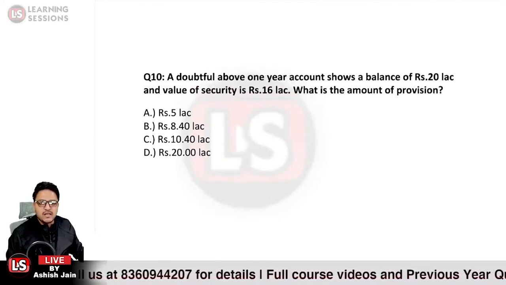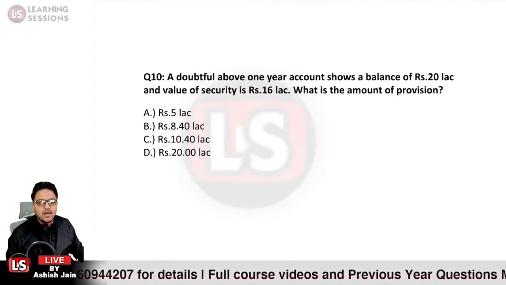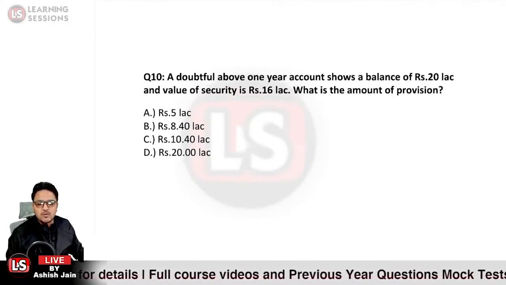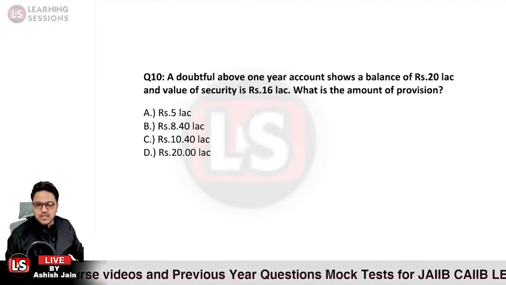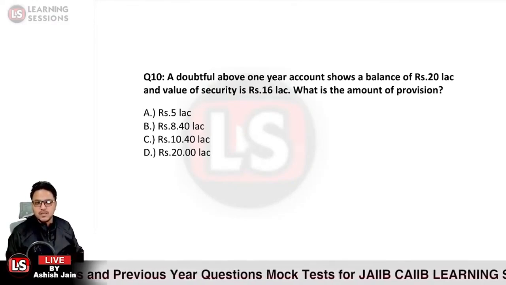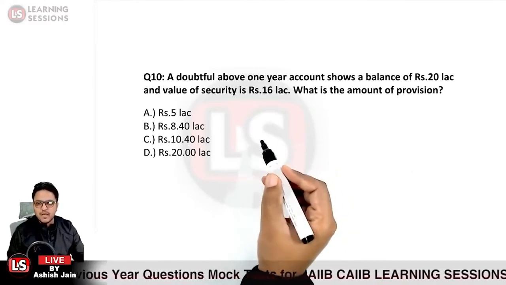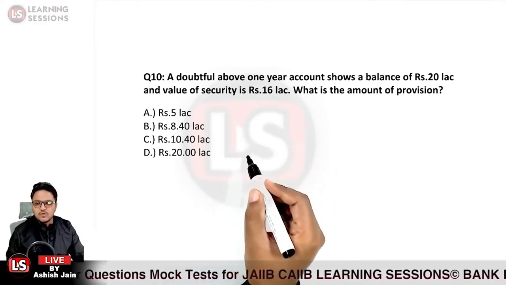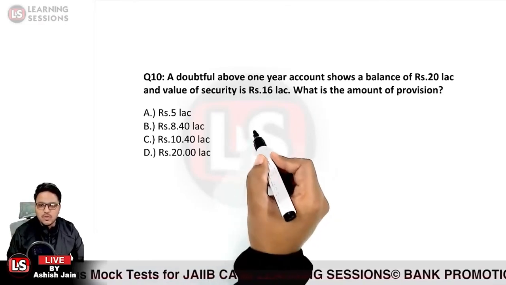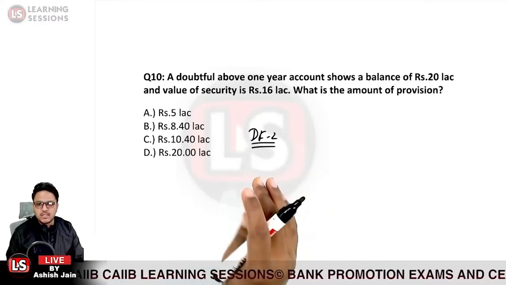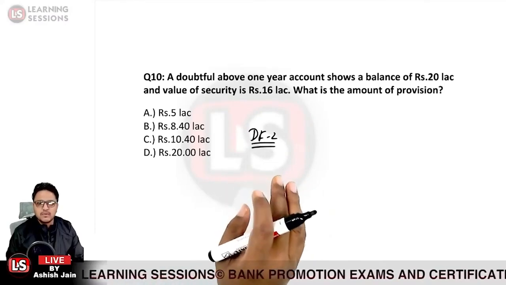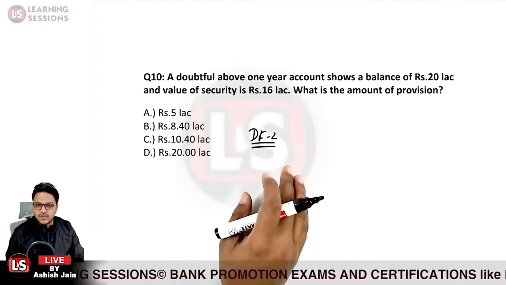Next question, it says a doubtful above 1 year account shows a balance of 20 lakh rupees, value of security is 16 lakh rupees. What is the amount of provision in this particular case? A doubtful above 1 year, what does it mean? It means the account belongs to what category? It belongs to doubtful 2 category because it is above 1 year.